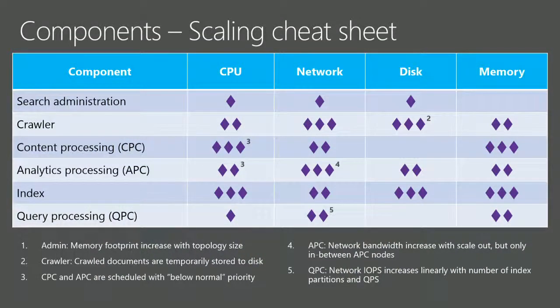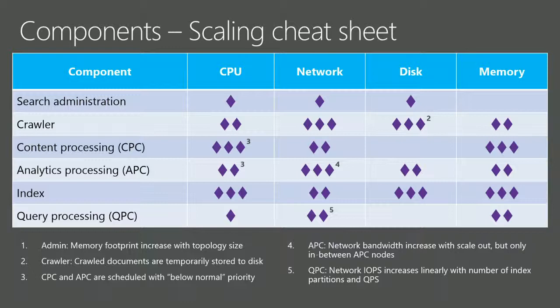All right, so here's the cheat sheet that Dan was talking about. You can see how we lay out the consumption model for each of the components in the architecture. I won't read through every one for you, but a couple of highlights. One, you'll see the crawler is going to primarily be network bound. So if you have low bandwidth in your environment or you're crawling a really large set of documents, lots of full crawls, that's where you're going to start getting constrained for that crawler.